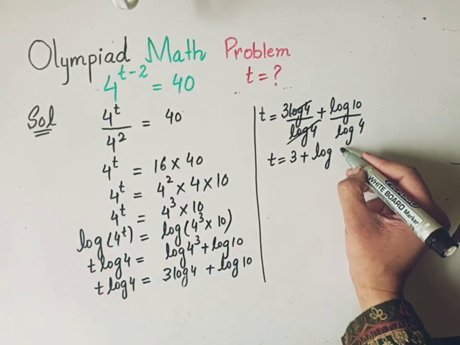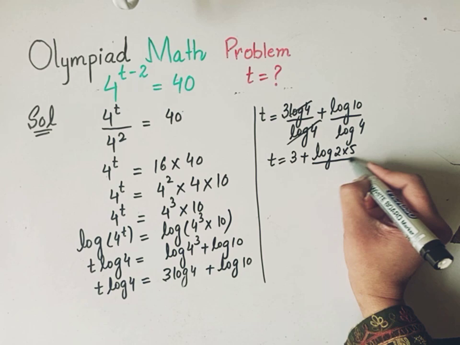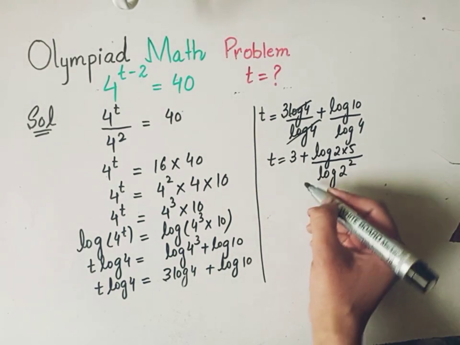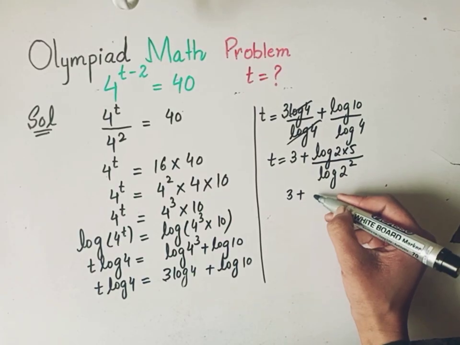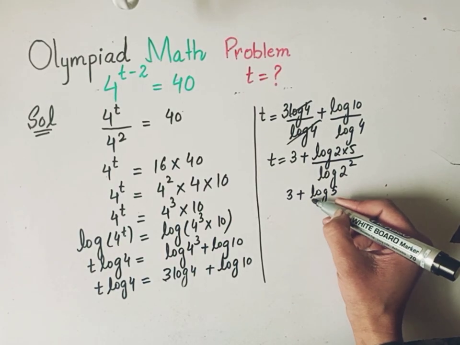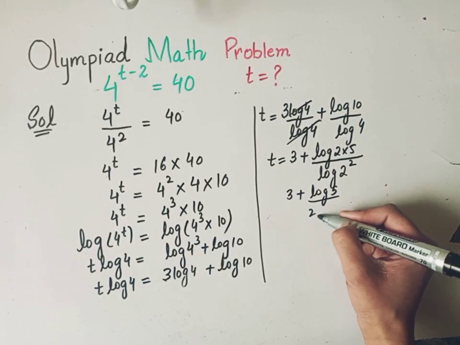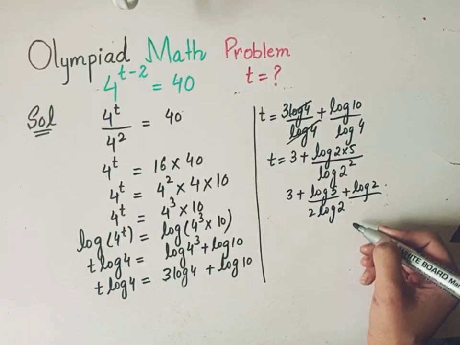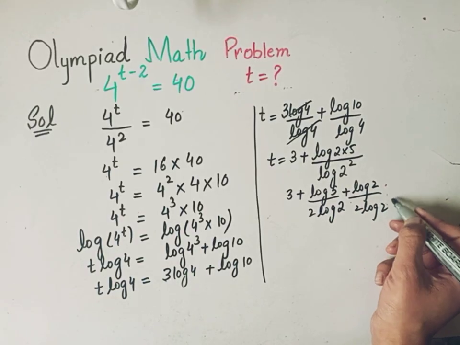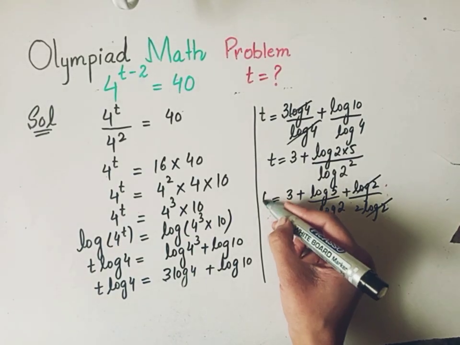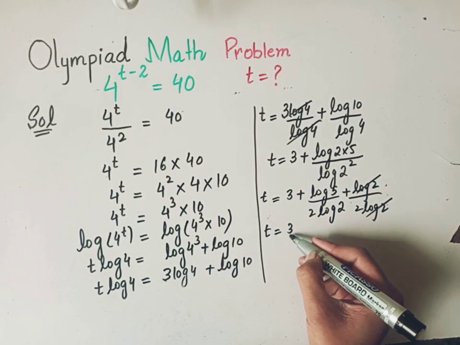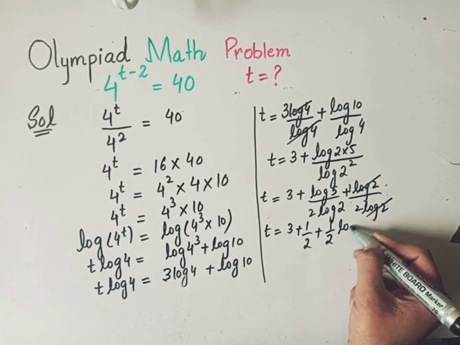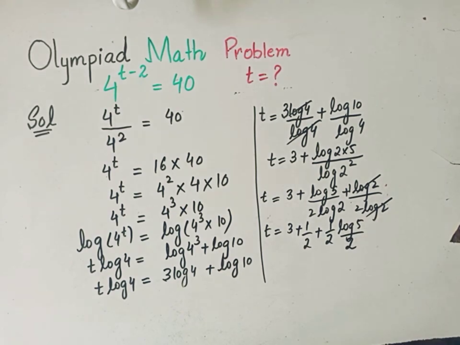10. Log 10 can be written as 2 multiply 5, and log 4 can be written as log 2 squared. So we will simplify it more. So this will become log 5 by 2 log 2 plus log 2 by 2 log of 2. So log 2 are cancelled out, and we have t equals 3 plus 1 by 2 plus 1 by 2 log 5 by log 2.